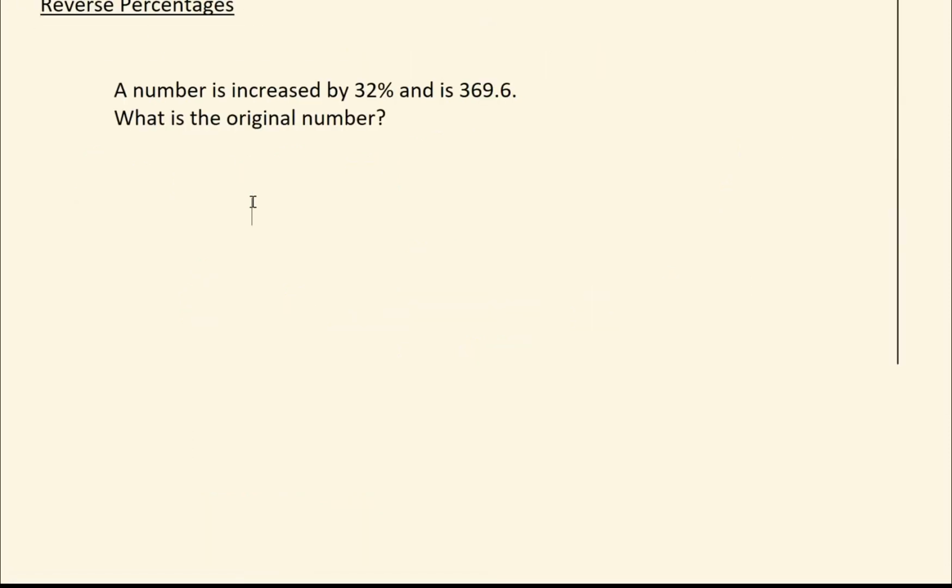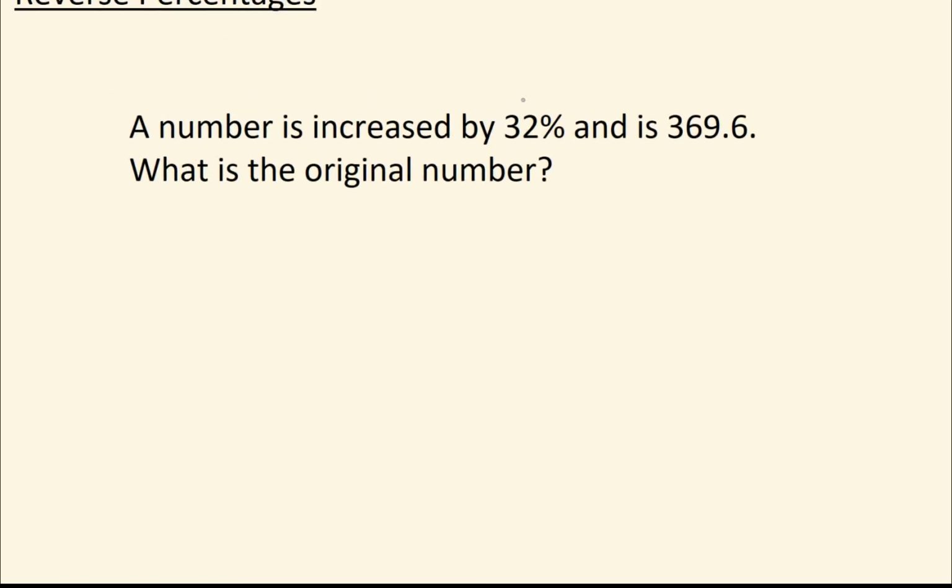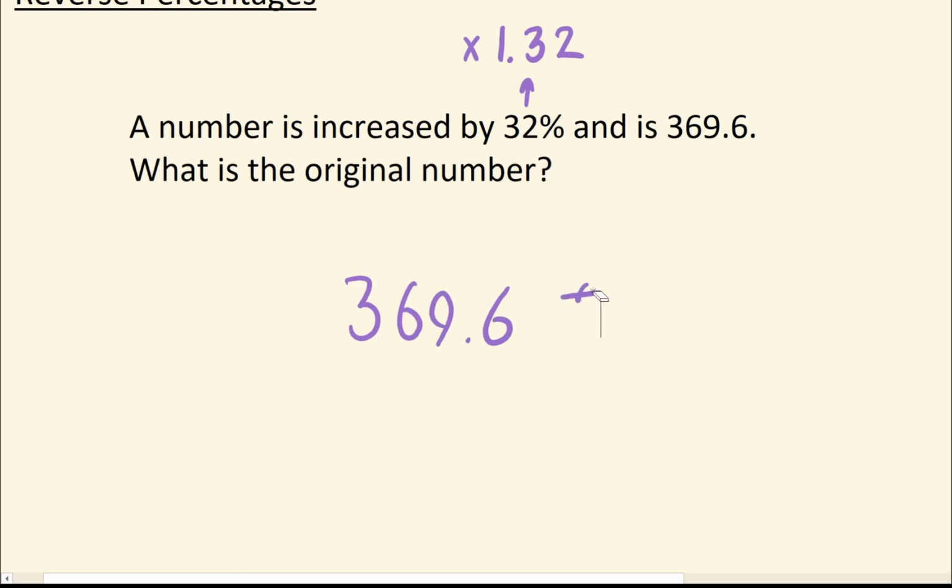We're going to look at the same idea when we increase or decrease a number. So here, a number is increased by 32%. That means at some point, we must have timesed it by 1.32. So we need to undo that. The opposite of times by 1.32 is going to be to divide by 1.32. So we do 369.6 divided by 1.32.